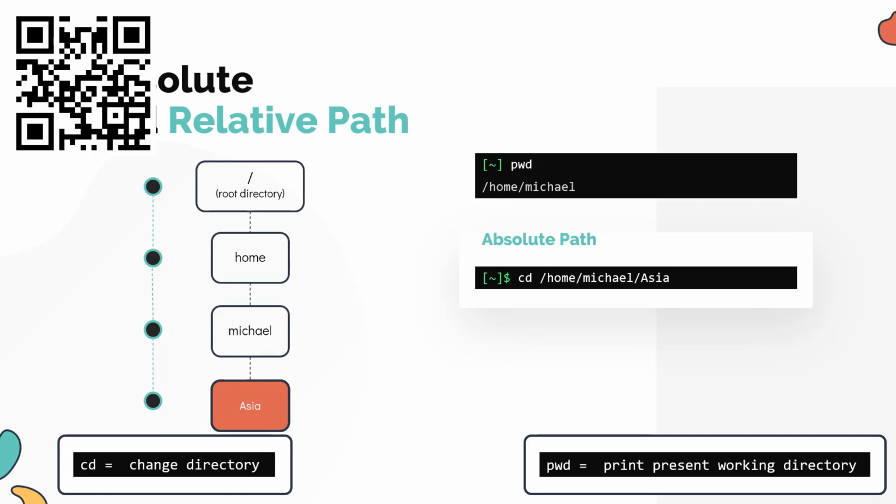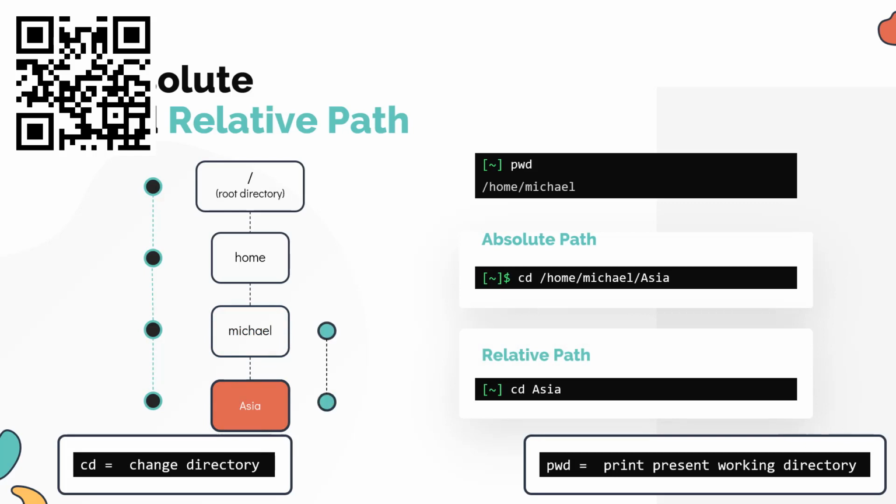The relative path is the path in relation to the present working directory. An example of a relative path is when we move from the home directory, /home/Michael, to the directory called Asia by just running cd Asia instead of specifying the entire path starting from the root directory.